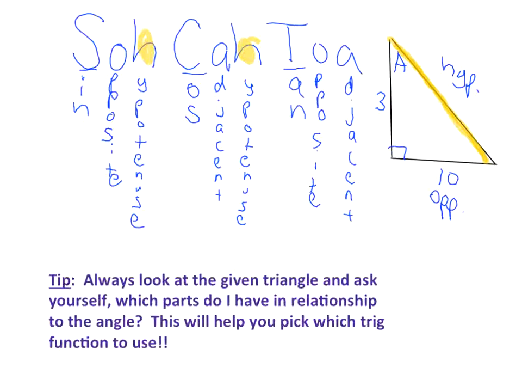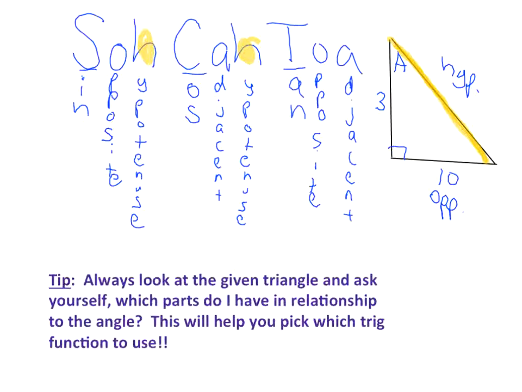Everybody okay with how I found that? When we're labeling our triangle, we always do it in a specific way. The first side you label is your hypotenuse because it never changes, right? It's always the longest side. Secondly, we label our opposite. Opposite is always straight across from the angle we're trying to find. And what would that make my 3? What's my only other word I have left?